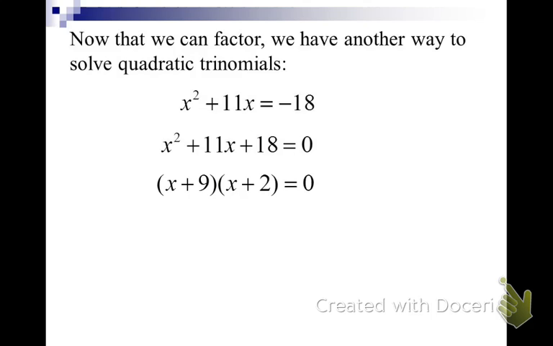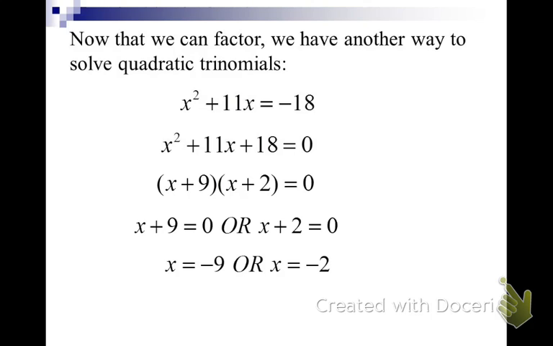What number could we plug in for the x to make the x plus 9 equal to 0? Well, a negative 9. And what number could we plug into the x when the x plus 2 is going to be 0? A negative 2. So negative 9 and negative 2 are our solutions.